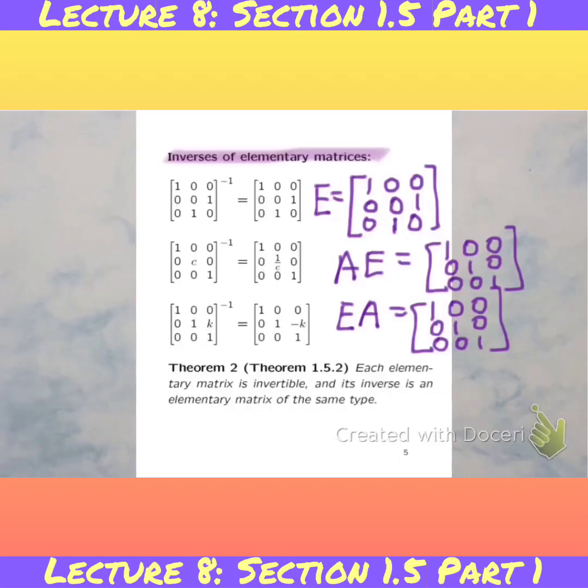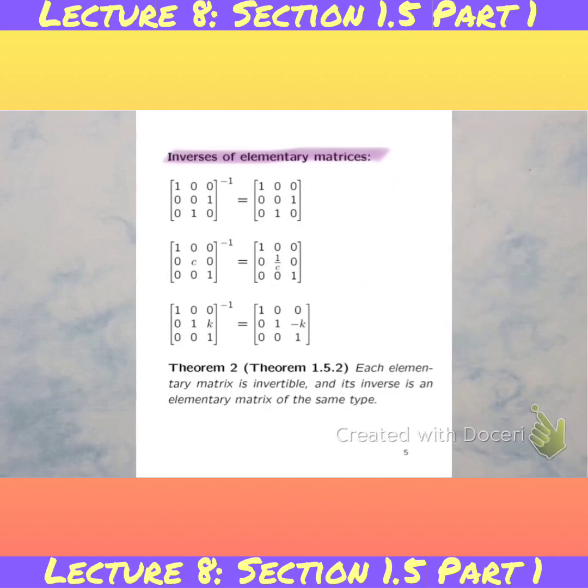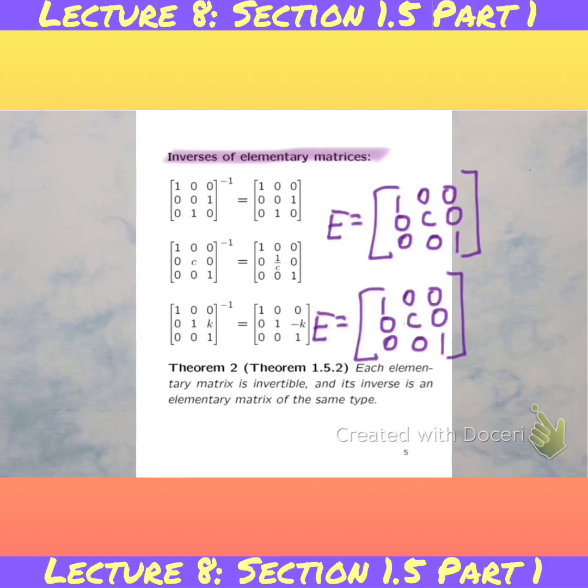Okay, now let's look at the second example. Let's quickly look at the second example. The second example is another elementary matrix. And how did we get this elementary matrix? We took the identity matrix and we multiplied the second row with a scalar C. Now the question is, what is the inverse of this matrix E? So what do I have to multiply with E to get the identity matrix on both the left and the right hand side? What do I have to multiply E with?